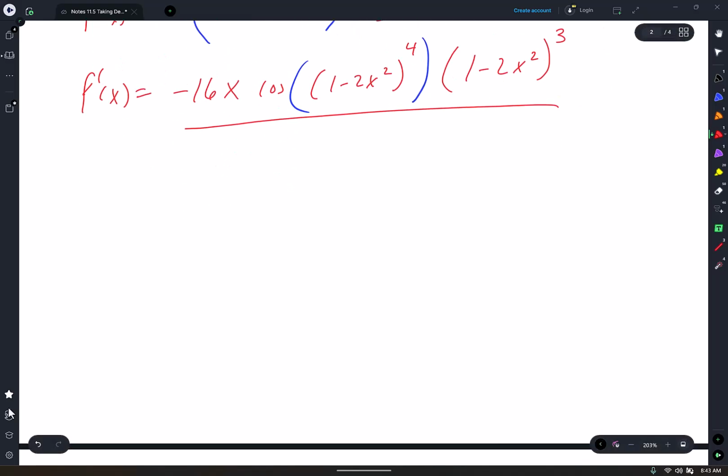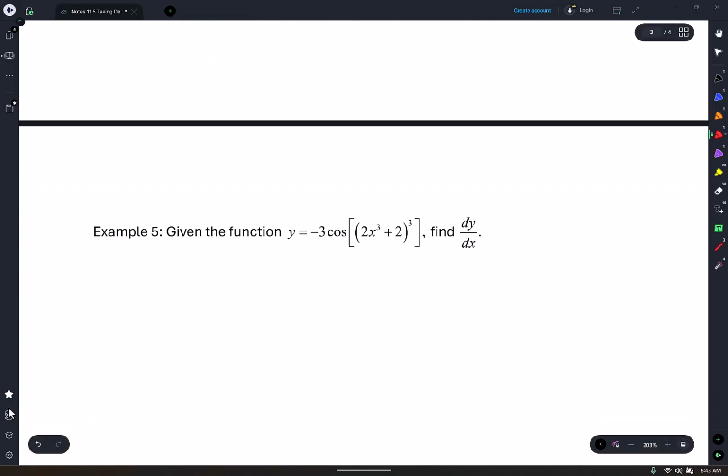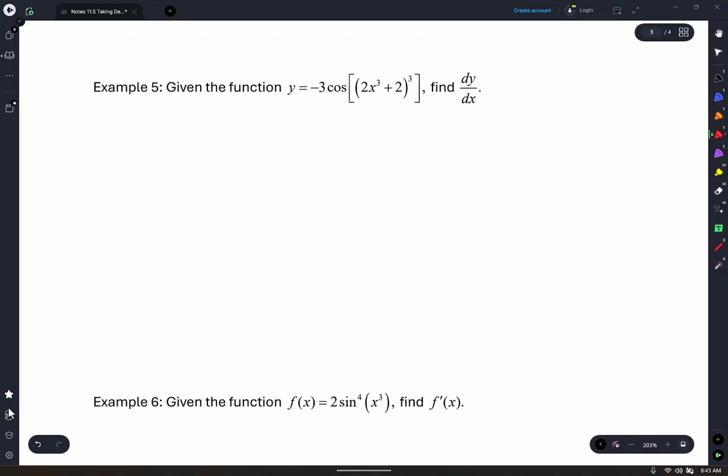All right, here we go, guys. Question 5. Do you guys want me to continue with the pattern? Give you guys a 1 minute head start? Okay.